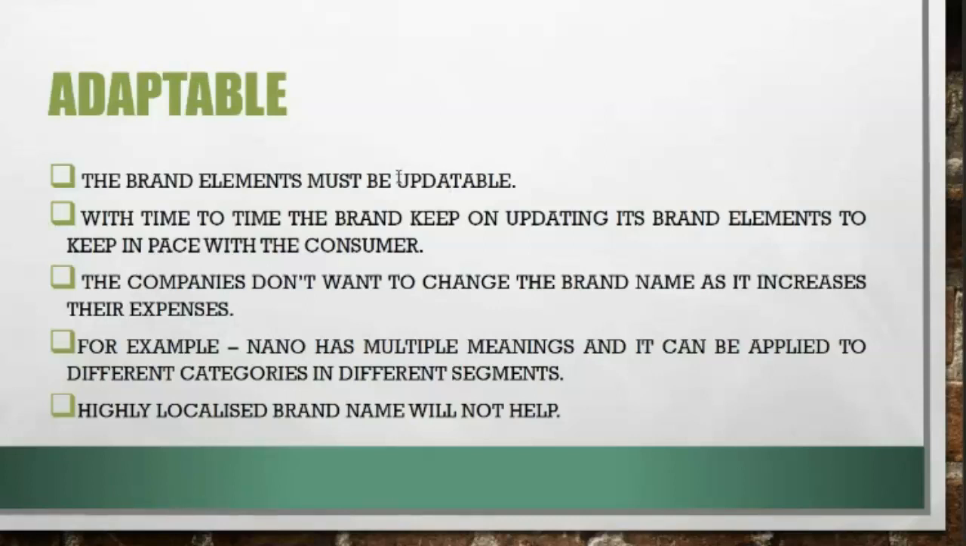It is not easy and it is expensive also, but at times, if you want to do something with your brand, you want to change some of your elements, which is very important. You want to communicate to the customer that you are repositioning, you are rebranding, you are doing something new, and that's why people should believe that, oh, now they're doing something new, right? And that can be possible only by changing some kind of brand elements. So Nano has multiple meanings, so it can be applied to different categories and into different segments, right?